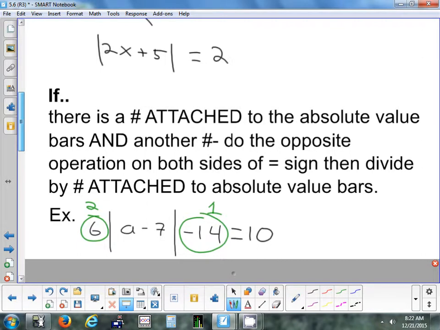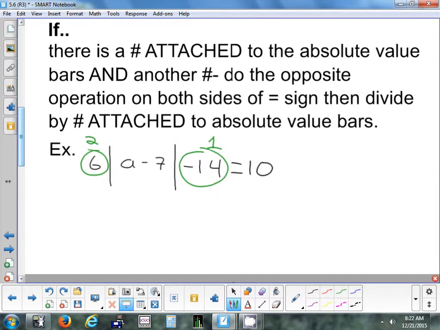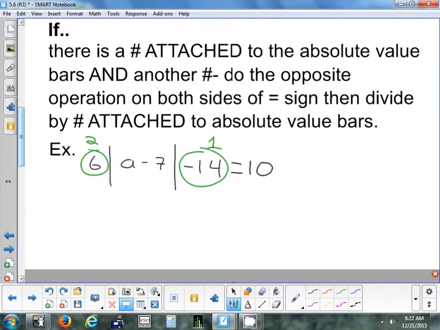Not every problem. I think they might have a situation too where it's like 6 minus 14, then the absolute value equals a number. It might be side by side. I'm going to show you a different example of how it might show up, a different type of example you might see. So you could have the minus 14 in the front and then plus 6. Just making up a different problem.